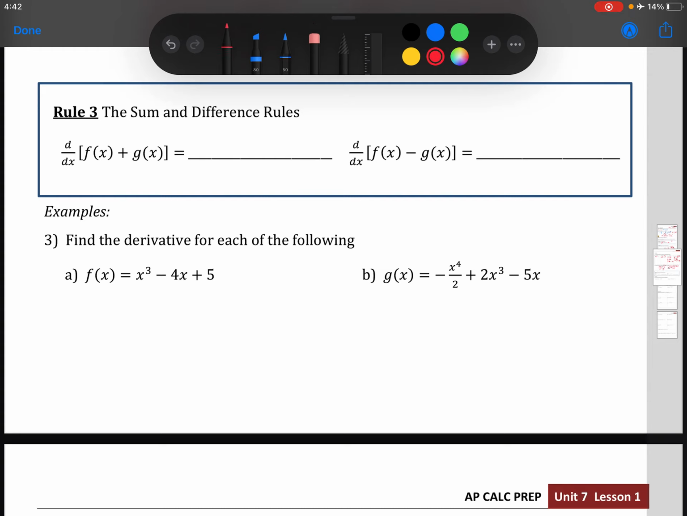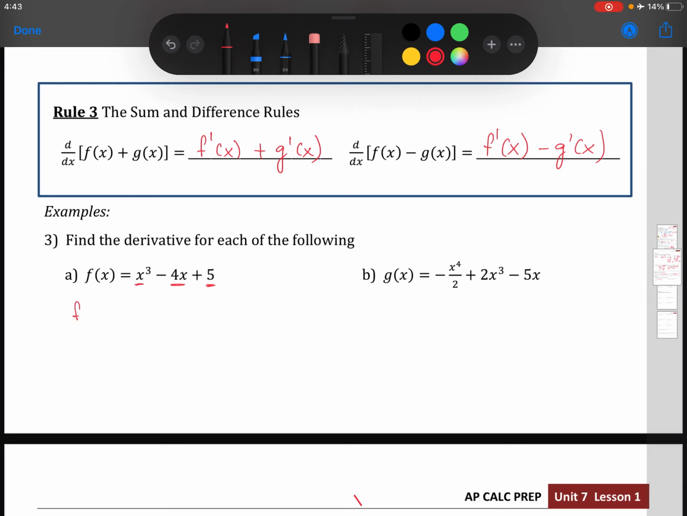So I can literally, if I had to find the derivative of this function, it'll be f prime of x plus g prime of x. Similarly for your subtraction also, minus g prime of x. You can take the derivative of each individual part. So here it says find the derivative of each of the following. So basically I can take the derivative of each one separately. I can apply the power rule to each one of them.